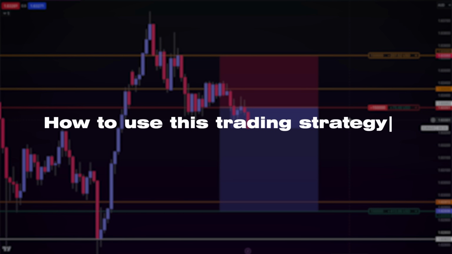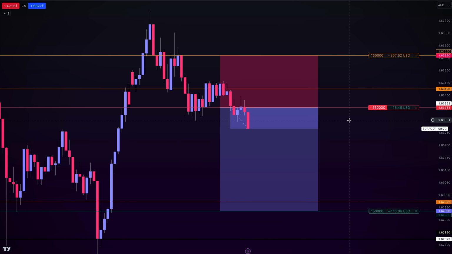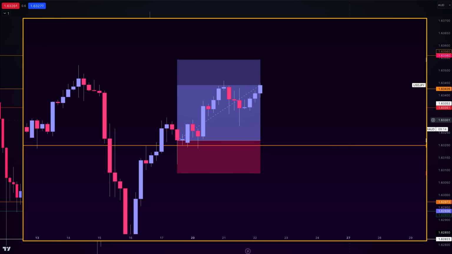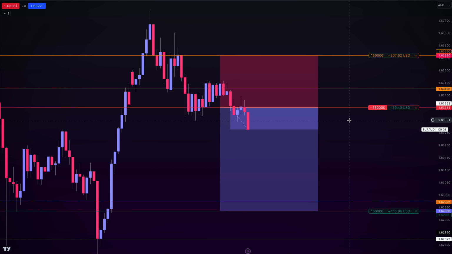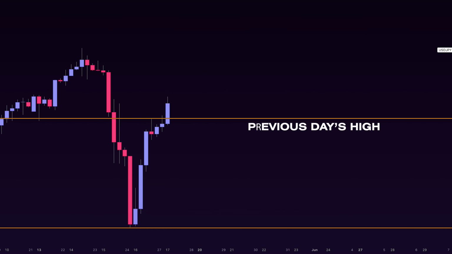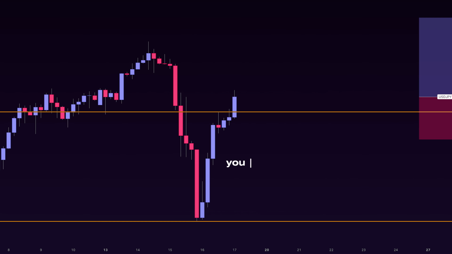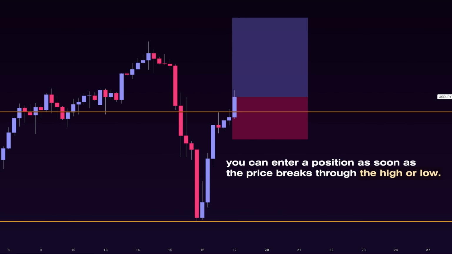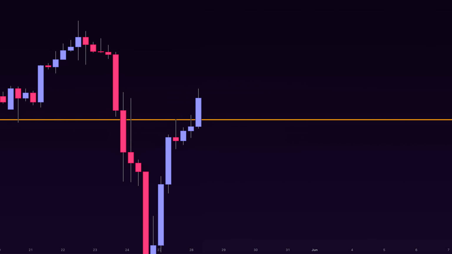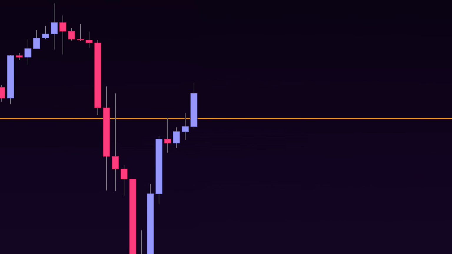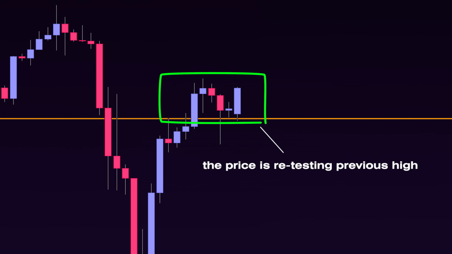So now that we have identified the key trading levels, let's talk about how to use this strategy. There are two main ways to trade them: trading breakouts and trading reversals. The first way is by looking for breakouts. When the price breaks above the previous day's high or below the previous day's low, it often signals a strong continuation of the current trend. If you want to trade the breakout, you can enter a position as soon as the price breaks through the high or low. However, since we are not breakout traders, what I always do and recommend you do as well is wait for a retest before entering the trade.